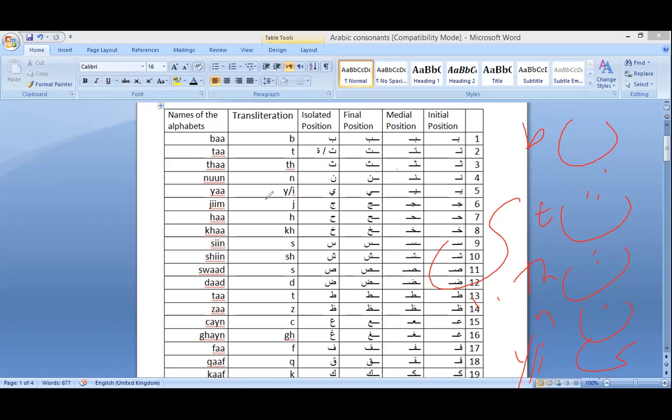Ba, ta, tha, na, ya. That's right. Yes, Musa Said: ba, ta, tha, na, ya. That's right. Munira: ba, ta, tha, na, ya. That's right, that is correct.